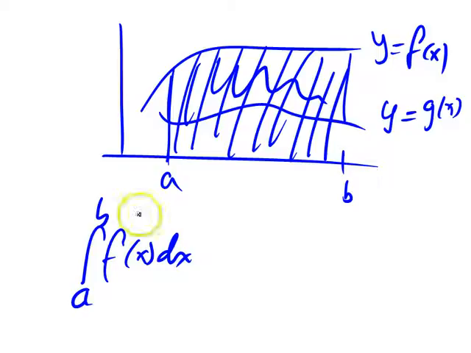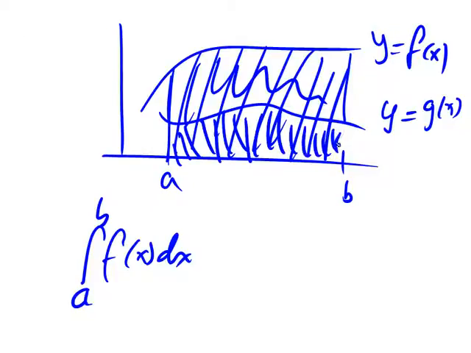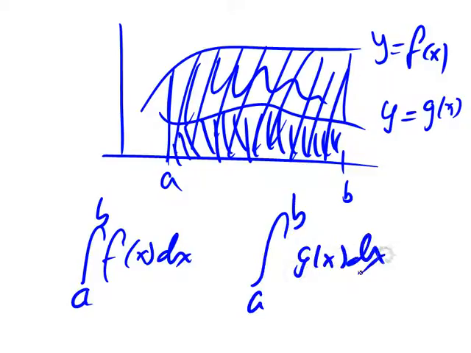Of f of x dx, right? The integral of f of x dx. And you say, oh, but I could also find this area down here, and the area between g and the graph here. And so that would be the integral from a to b of g of x dx.